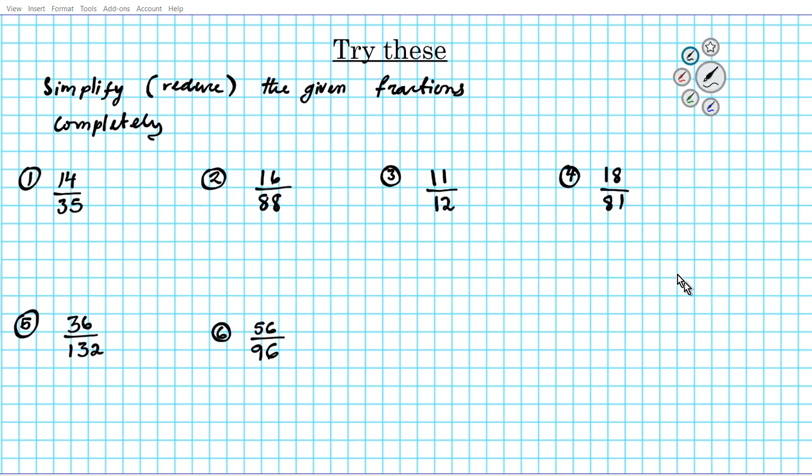Alrighty, ladies and gentlemen, now it's your time to do some practice problems to demonstrate mastery of what we've been talking about the past 20 something minutes. Your goal is to simplify the given fractions completely or write them in their reduced form. Go ahead and pause the video presentation and try out these 6 problems. When you're done, click on the playback button and we're going to reveal what the correct answers are.